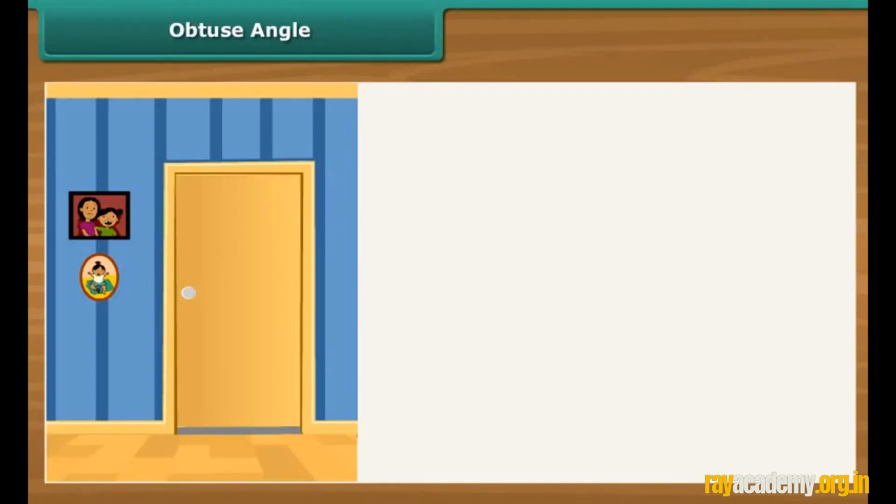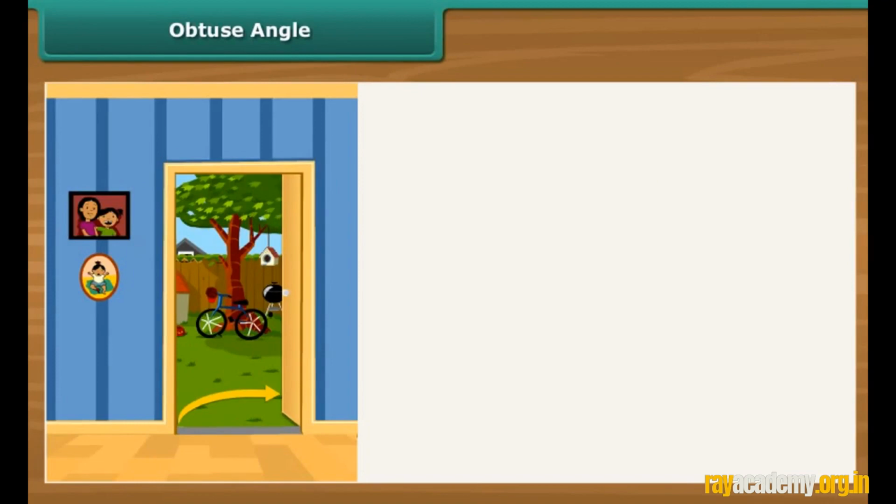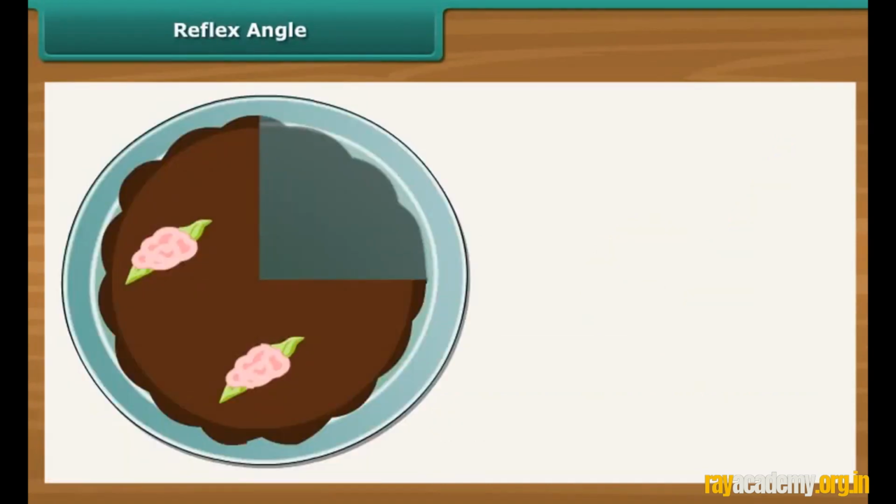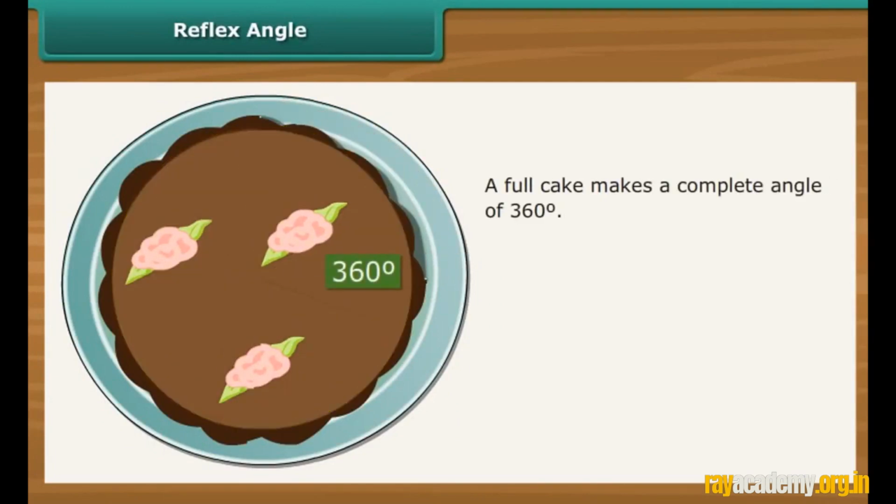Obtuse angle. Let us go back to the picture of the open door. What do you think will happen if you push the door further to the right? The measure of the angle will exceed 90 degrees. Angles that measure more than 90 degrees are called obtuse angles. Reflex angle. Look at this cake. 1/4 of it has been sliced out. A full cake makes a complete angle of 360 degrees.